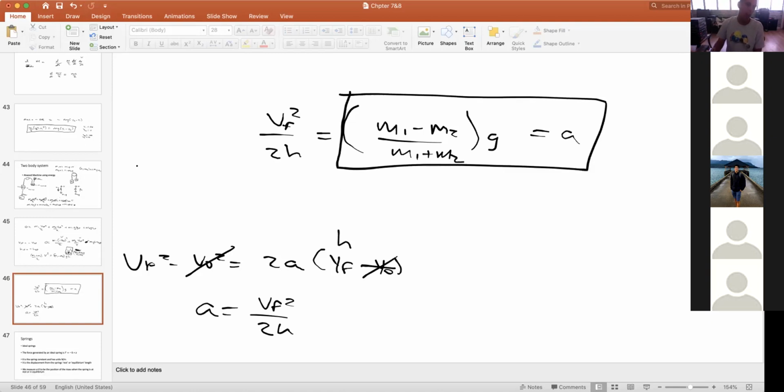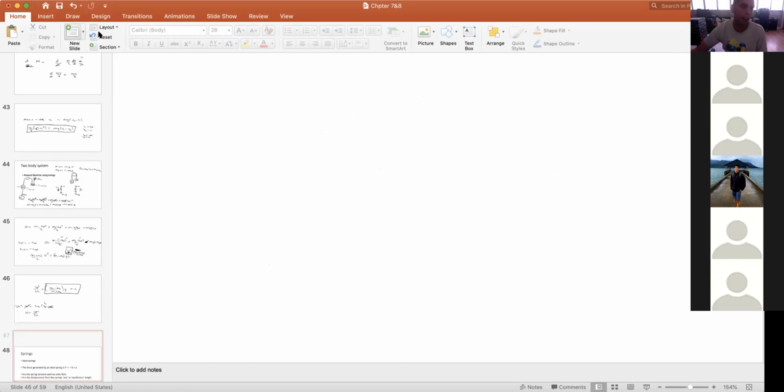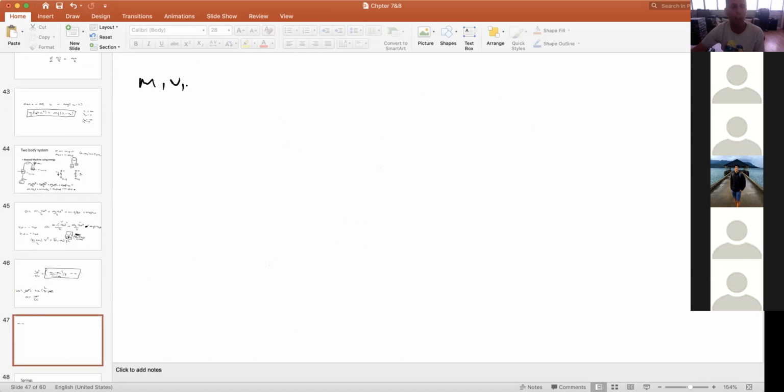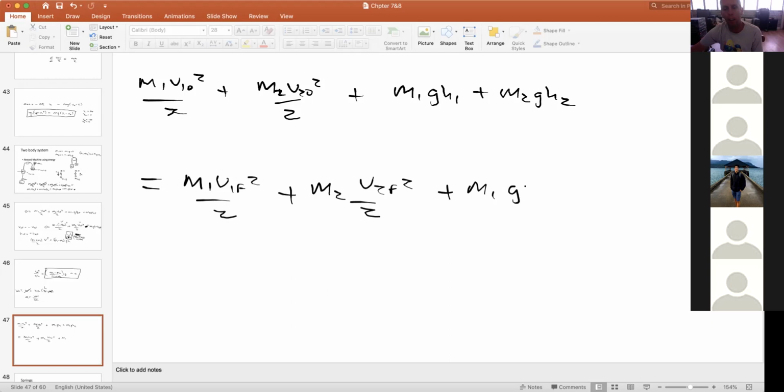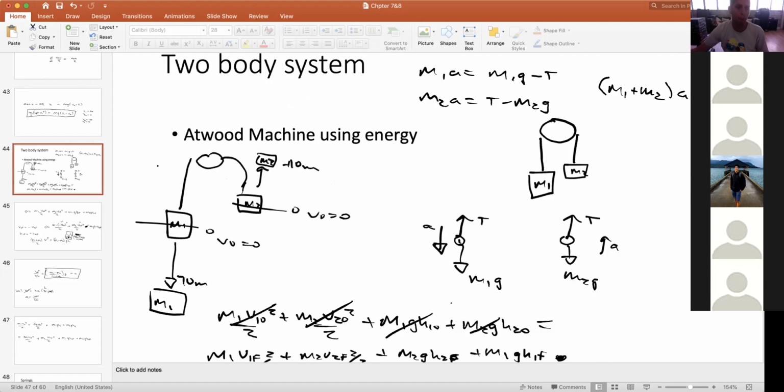Now, what did I do? How did I find this? All I did was I wrote down M1 V1 initial squared over 2 plus M2 V2 initial squared over 2 plus M1 GH1 plus M2 GH2. Set that equal to M1 V1 final squared over 2 plus M2 V2 final squared over 2 plus M1 GH1 final plus M2 GH2 final. All you had to do for this problem.